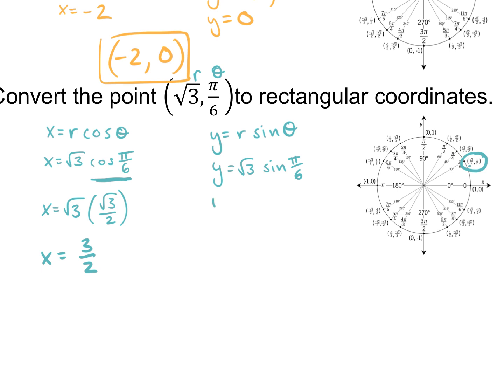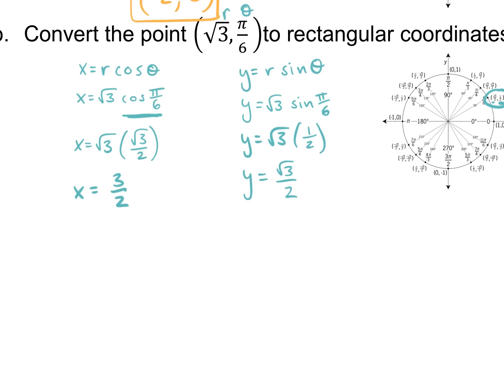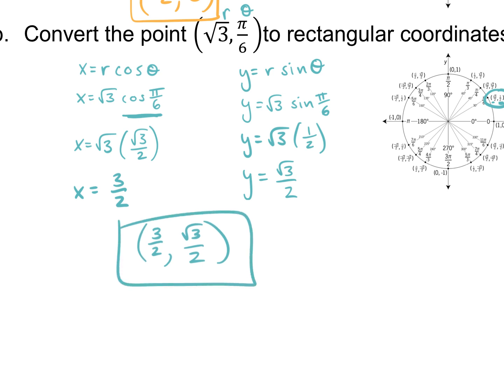Let's do the same to find our y. Y is equal to √3 times sine of pi over 6. So sine of pi over 6, do we look at the x or the y? We look at the y for sine. So our y at pi over 6 would be 1/2. So y is equal to √3 over 2. So I'm going to put this into my rectangular coordinate. We get 3 over 2, √3 over 2. This would be our answer.